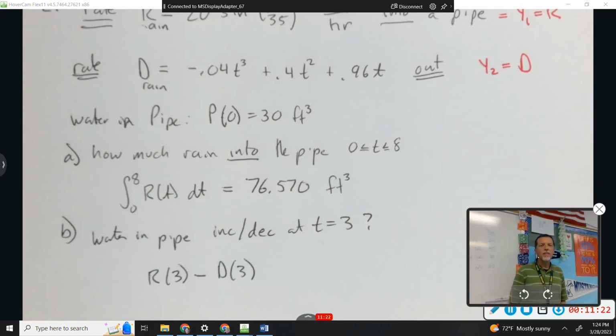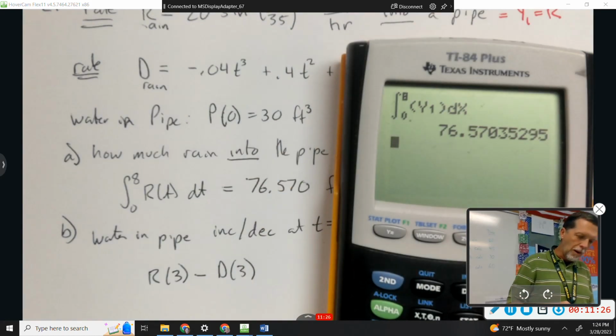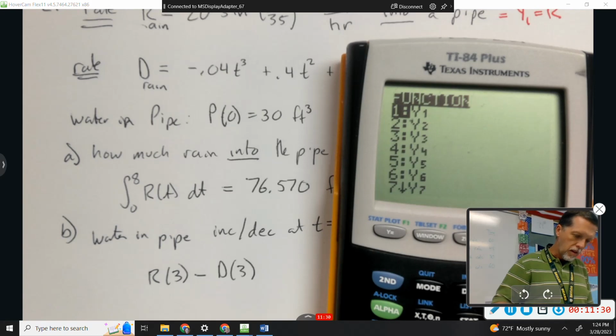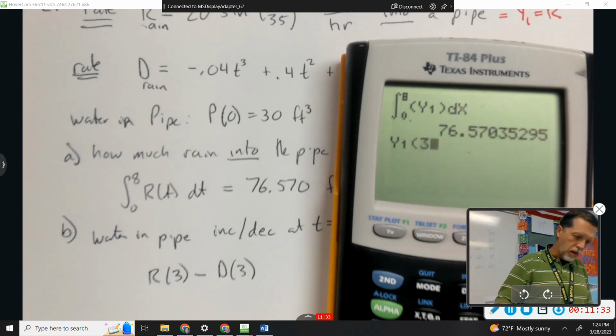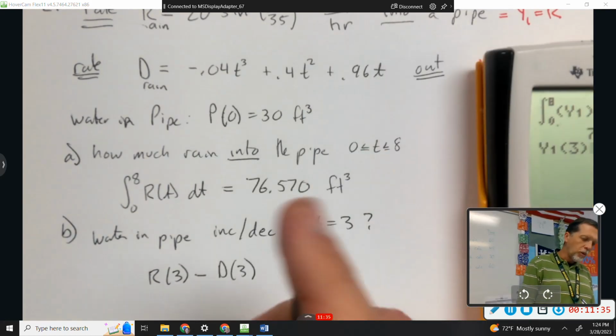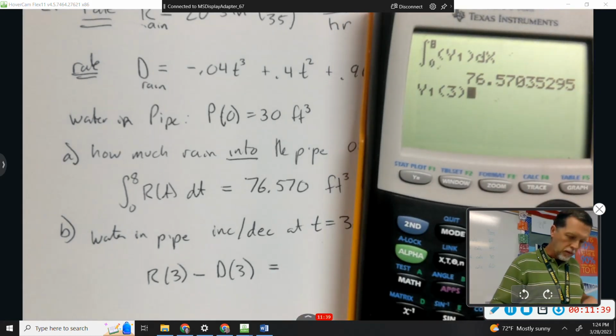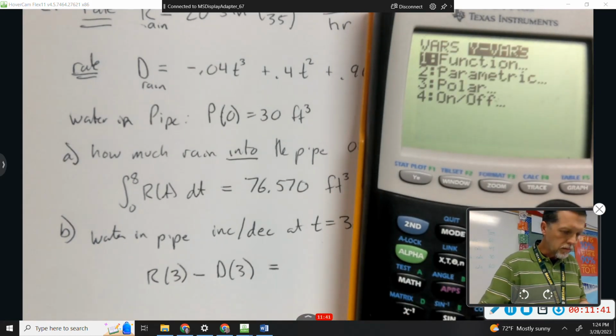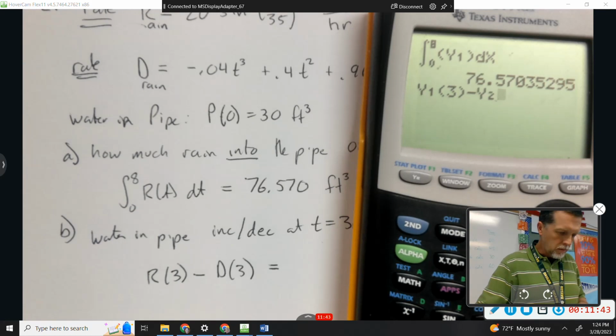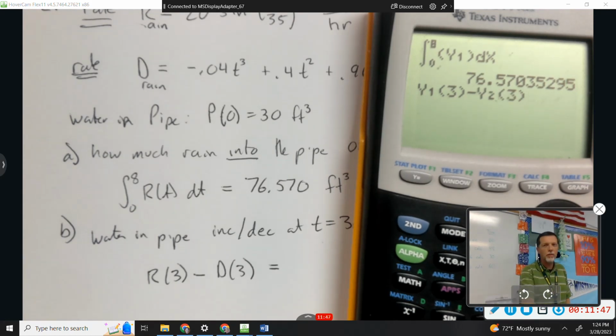I'm pretty sure you knew what I meant. So let's do Y1 of 3. And again, you don't have to show anything other than R of 3 minus D of 3. And you could use Y1 and Y2 there since you've already explained what Y1 and Y2 are.